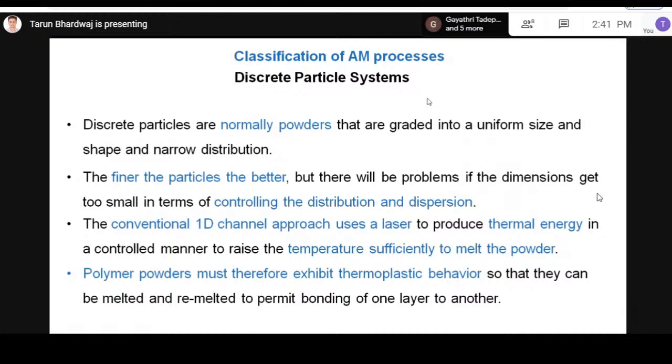The polymer powders must exhibit thermoplastic behavior so that they can be melted and remelted to permit bonding from one layer to another. It means that for 3D modeling of polymers, they exhibit thermoplastic behavior so that we can melt or remelt them if we have some defects. So we can remelt them and cure them.